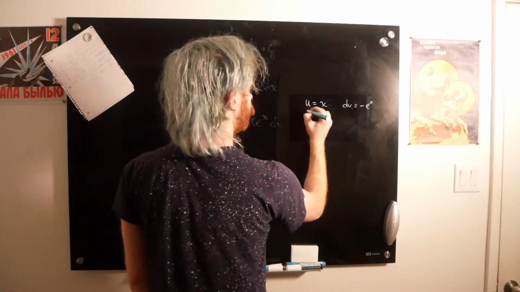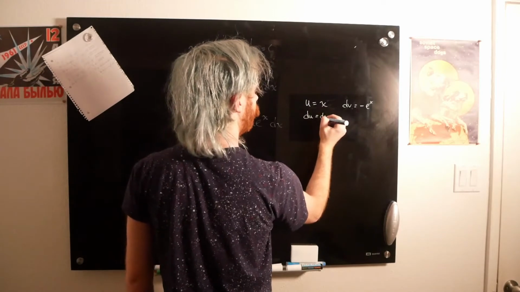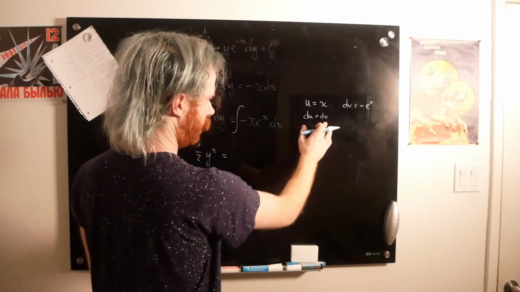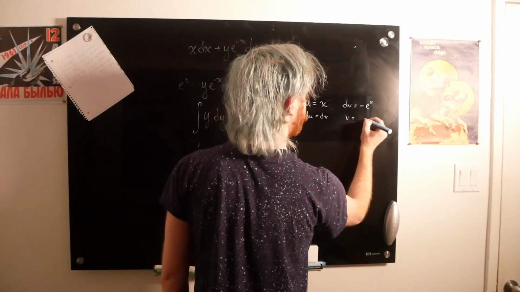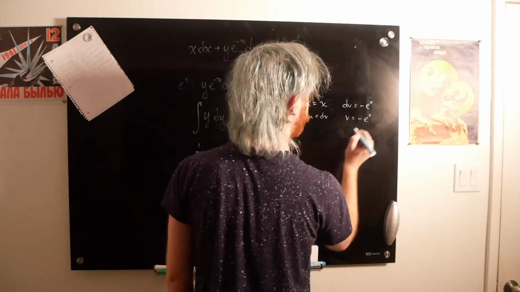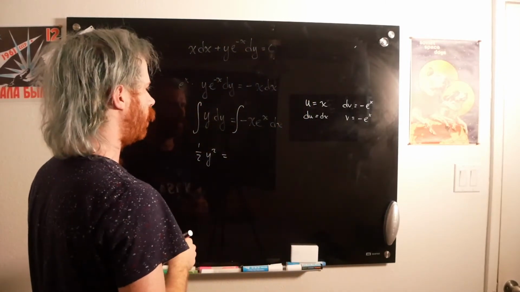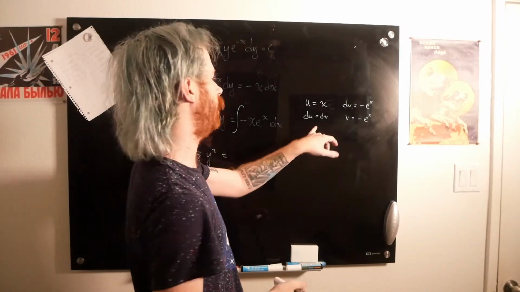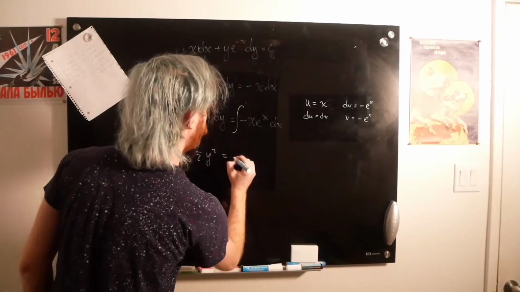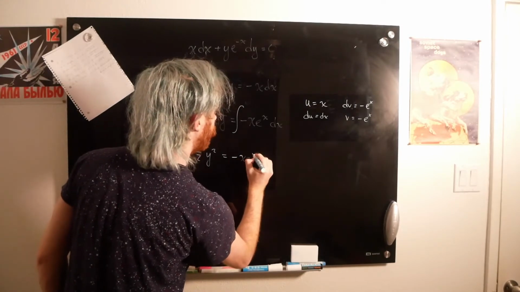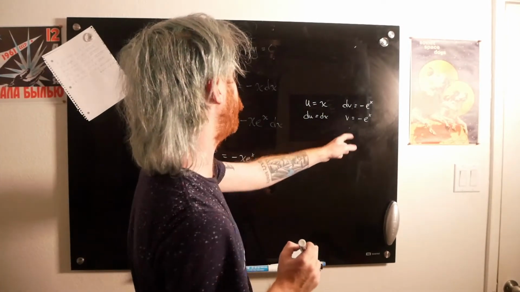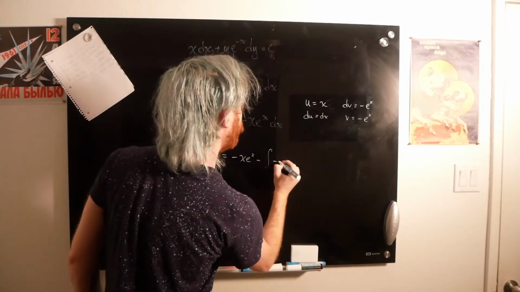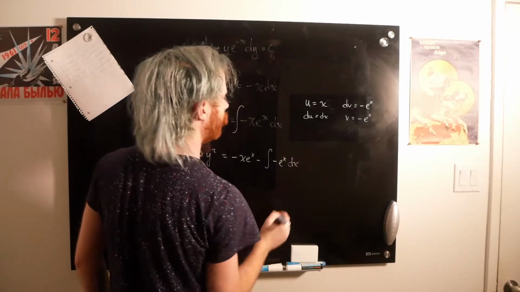So now du equals dx, the derivative of u is just dx. The integral of dv is going to be also negative e to the x. So now, what does integration by parts say? It's uv minus the integral of v du. So uv, negative x e to the x, minus the integral of v du, so negative e to the x dx.